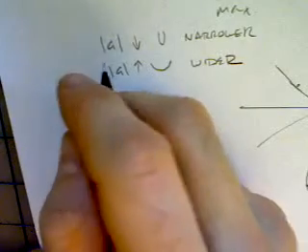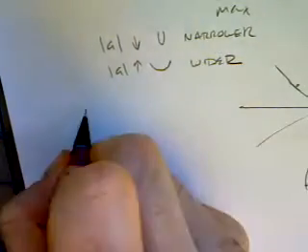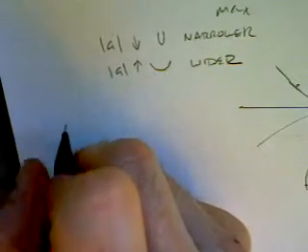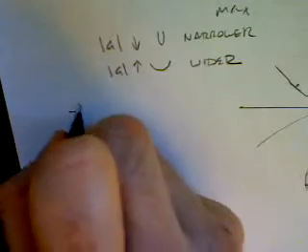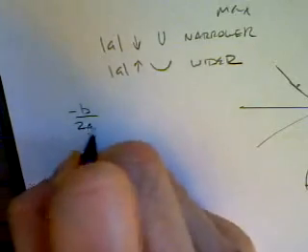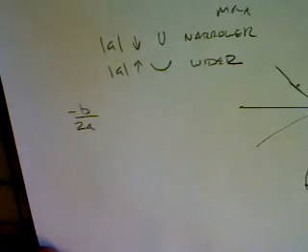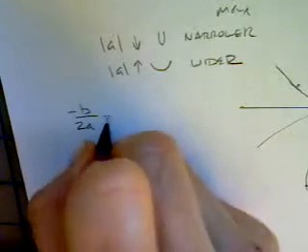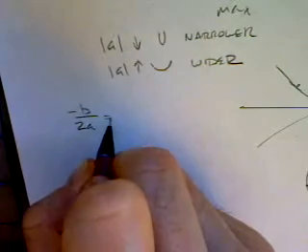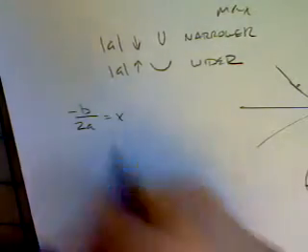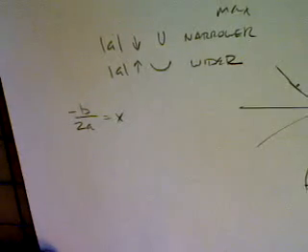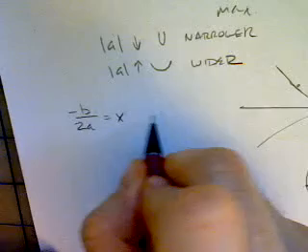We're going to find the low point of a vertex at -b over 2a. And you may think to yourself, is that the x value at the vertex?